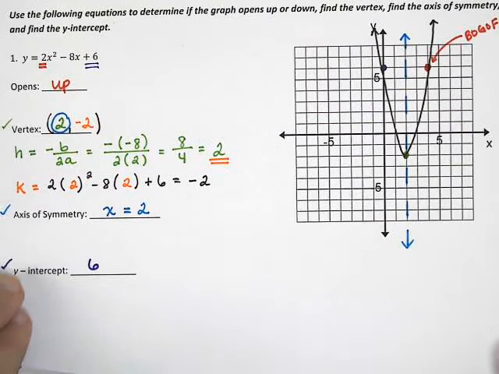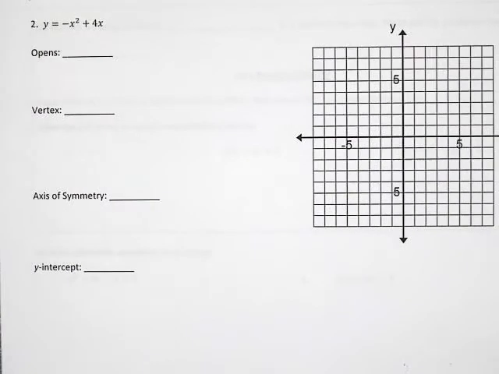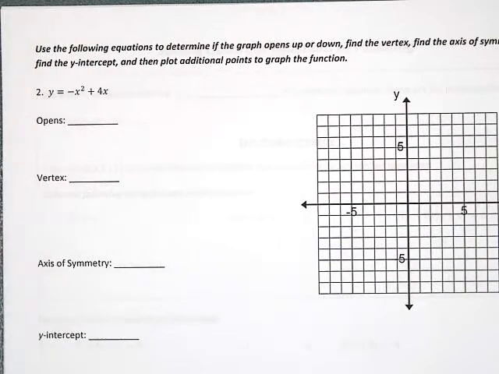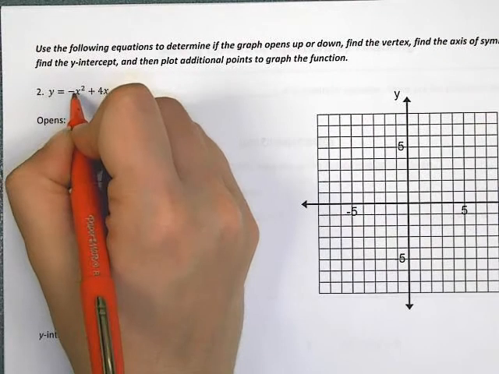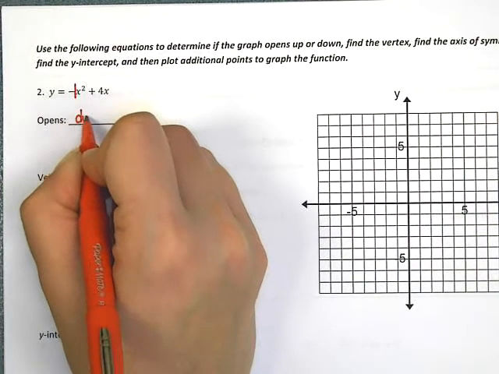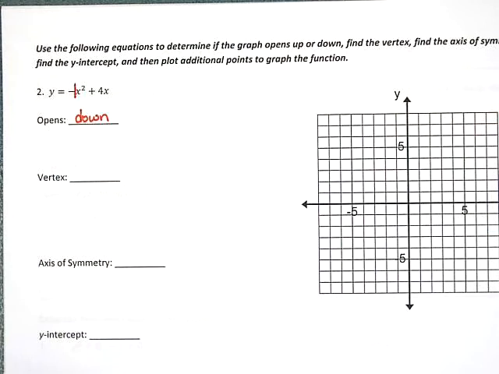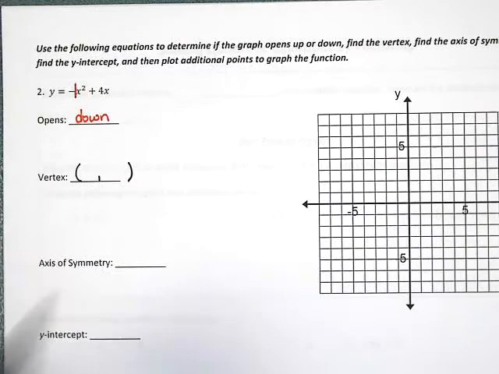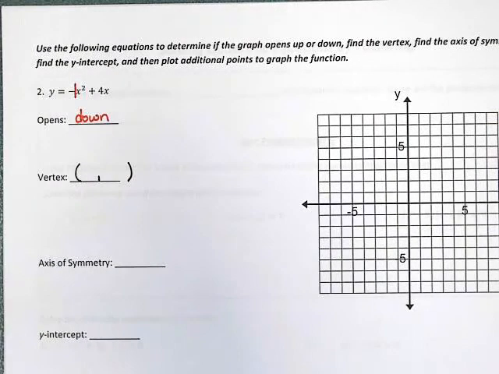Okay, so next what we're going to do is we're going to try another example. So in this problem, we're going to start with whether we open up or down. Now in this problem, the invisible leading coefficient is a -1. So because that number is negative, our parabola is going to open down. Next, we're going to try to figure out the vertex. Now our vertex has 2 components. It has an h and it has a k.